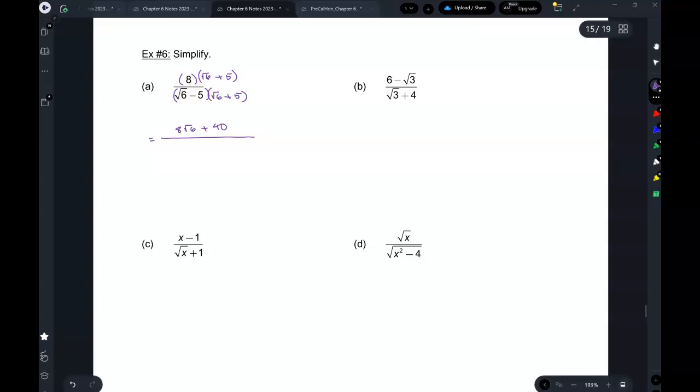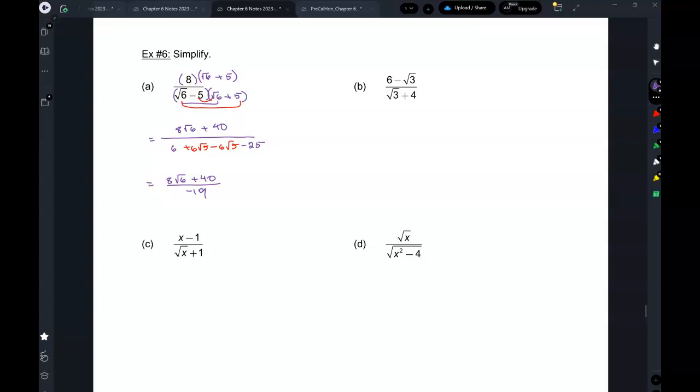Bottom, let's FOIL. So first terms, 6. Outer terms, what do we get? 6 root 5. Inner terms, minus 6 root 5. What about the last terms? Negative 25. Positive, negative 25. Okay? So finally, this is how much? 8 root 6 plus 40 over negative 19. And that's it. This is not a complex number. You don't have to simplify it.